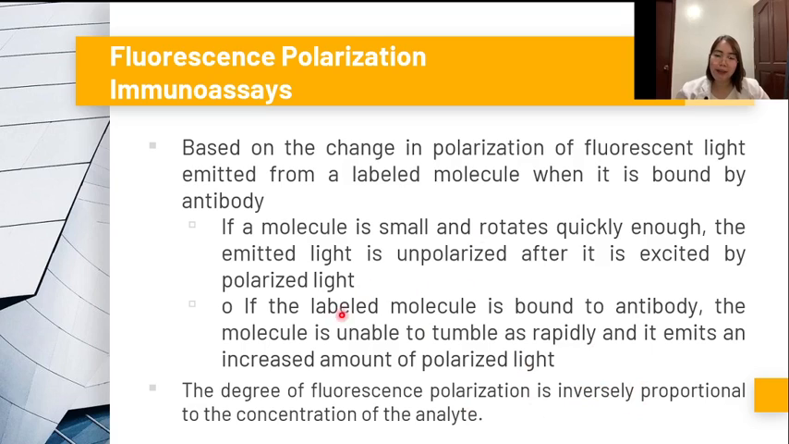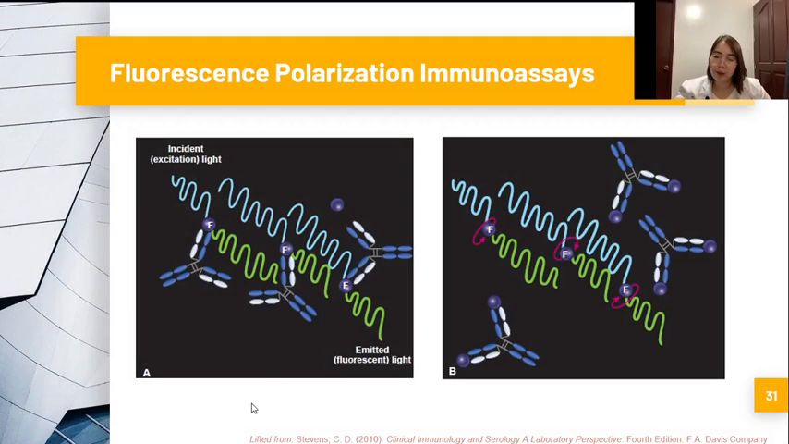So para mas maintindihan, tignan natin tong picture. Alright. So in fluorescent polarization immunoassay, reagent antibody and fluorescently labeled analyte, so ito yung fluorescent labeled analyte or antigen, are added to the patient sample and we're detecting patient antigen kasi we're using reagent antibody.